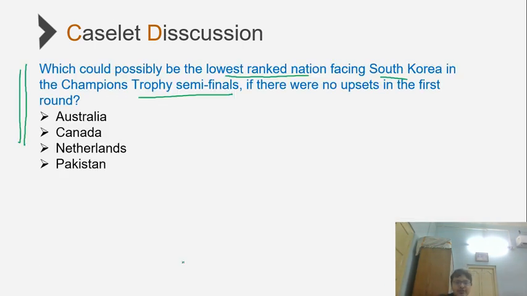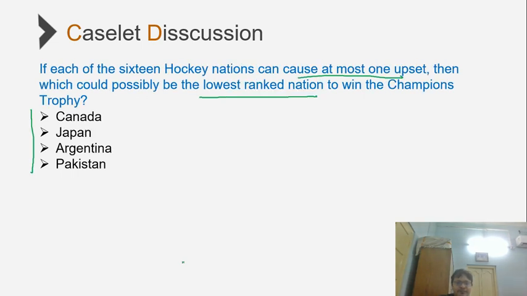So these are the questions in the set. Lowest ranked nation facing South Korea in the semi-finals if there were no upsets in the first round. If each team can cause at most one upset, then which could possibly be the lowest ranked nation to win the trophy?